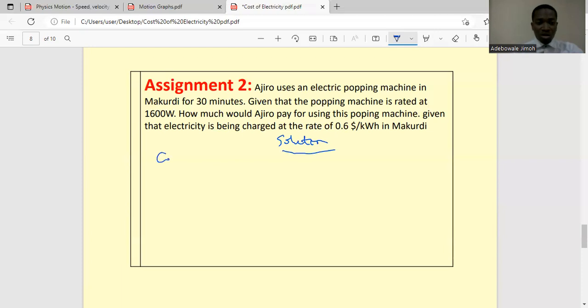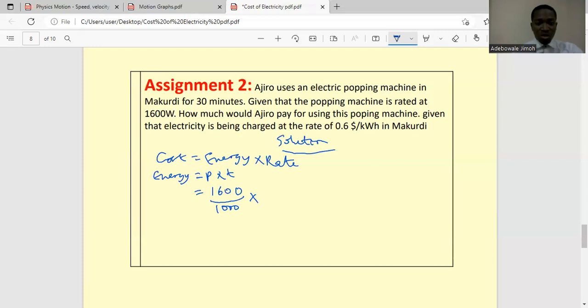Solution, the cost is equal to energy multiplied by the rate at which energy is being charged. What's the energy? Energy is equal to power multiplied by time. What's the power here? Our power here is 1,600 watts. We have to convert it to kilowatts by dividing by 1,000. Our power must always be expressed in kilowatts because the rate is always expressed in per kilowatt hour. So our time must also be expressed in hours.